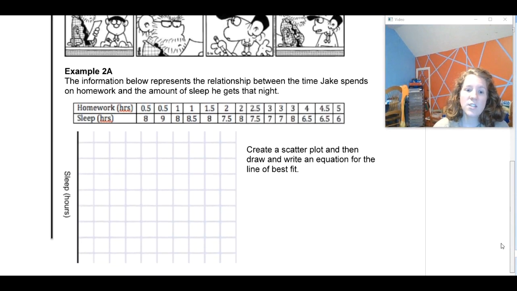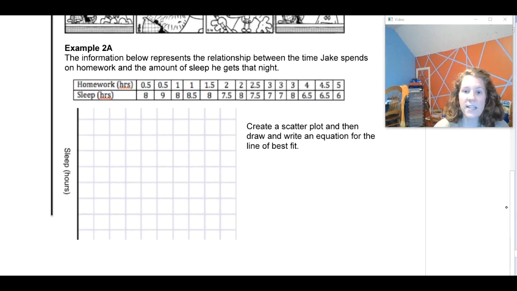Okay, so let's do an example. The first thing we're going to need to do is to plot these ordered pairs. We're going to look at the time Jake spends on homework and the amount of sleep he gets each night. So we're going to let this be our x and this be our y. We have to figure out how we can set this up. We've got sleep hours here. We've got homework hours here.